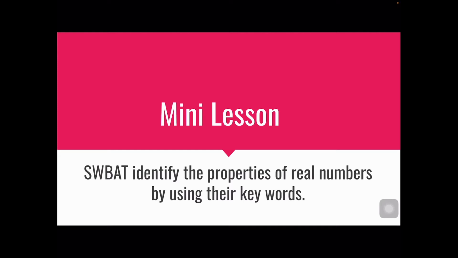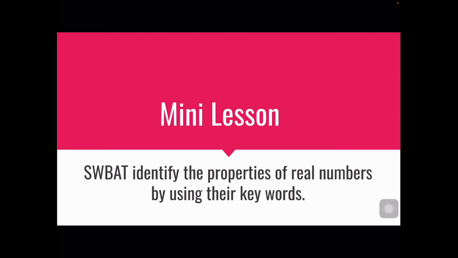So today's objective is to be able to identify the properties of real numbers by using their keywords. First we're going to learn about these properties, and we're going to find strategies that are going to help us identify them. However, before we start learning about our properties, we first got to know, well, what are real numbers? Real numbers are just a collection of all types of numbers that you can think of. So any rational number, irrational number, any whole number, any fraction, any decimal, square roots, etc.